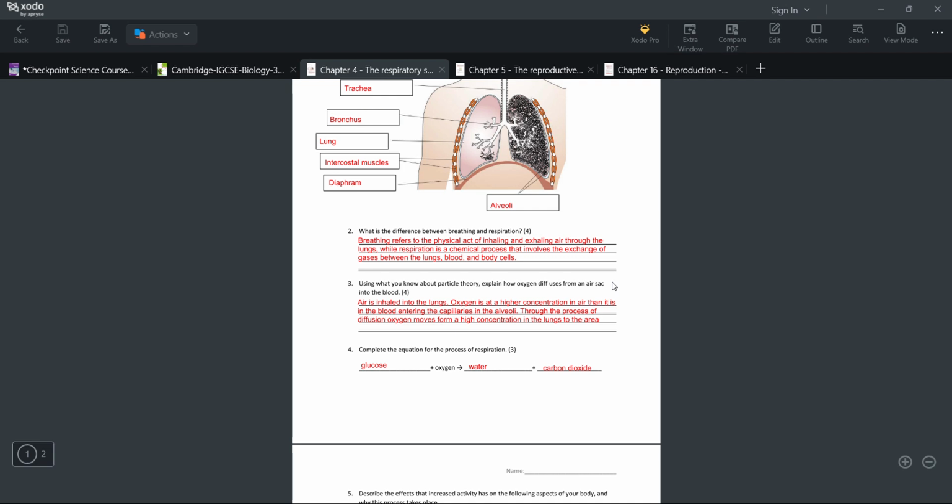The opposite is true for carbon dioxide, which would be found in a higher concentration in your blood and would be moving to an area of lower concentration, which would be the air sacs and eventually into the air around you.